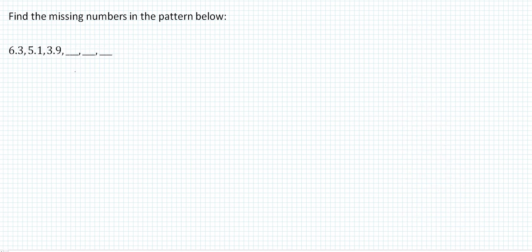We have this as well. So we have 6.3, 5.1. So what we're going to do is 6.3 minus 5.1. So we have 1.2. So it's going to be negative 1.2. So now we have 5.1 minus 3.9. We have 1.2. Okay.